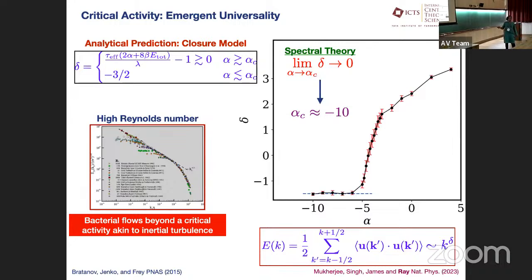And when the activity becomes large, delta freezes to a constant.